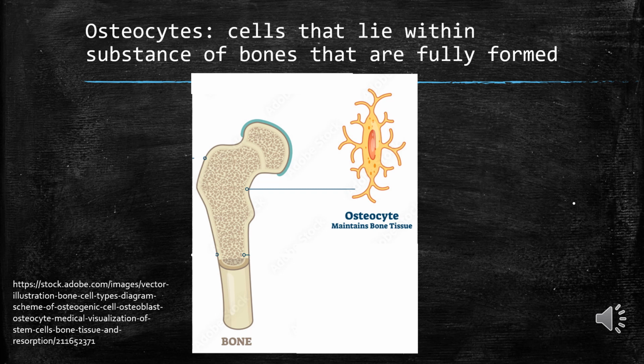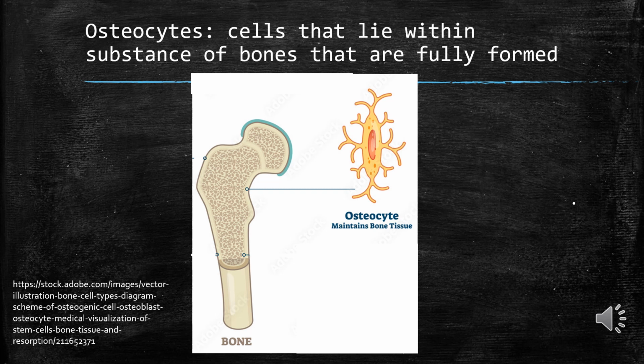Let's look at osteocytes next. Osteocytes are cells that lie within the substance of bones that are fully formed. This is the primary cell of mature bone and the most common type of bone cell. Osteocytes maintain the mineral concentration of the matrix. It occupies a lacuna, which is a small chamber contained in the calcified matrix of bones.